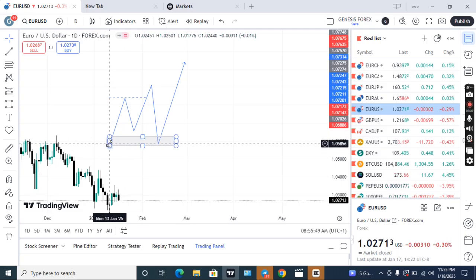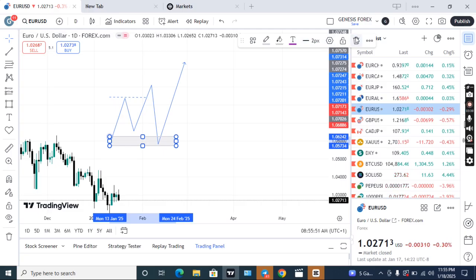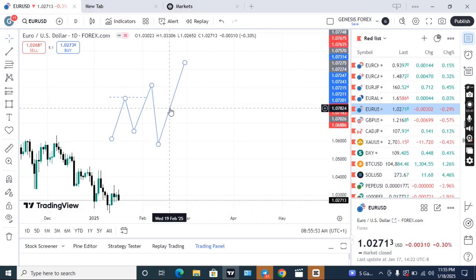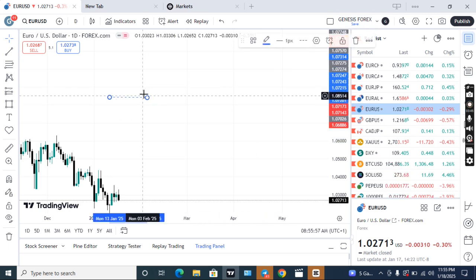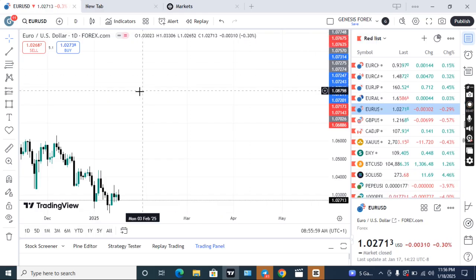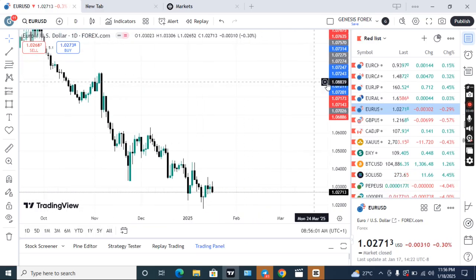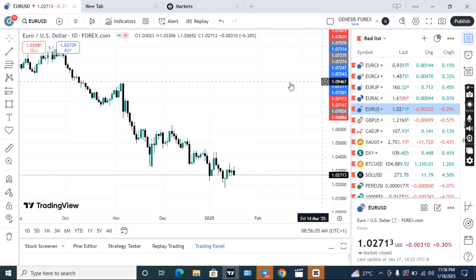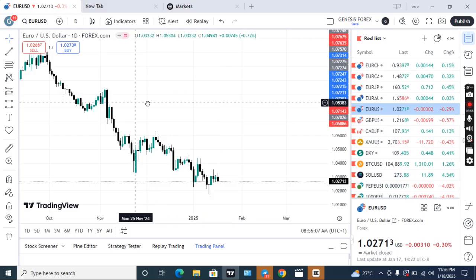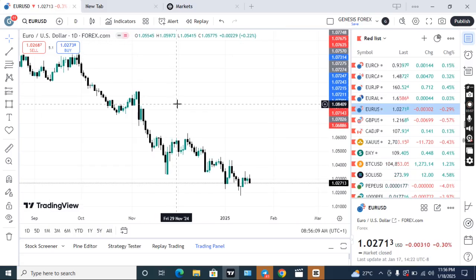So an unmitigated order block is a block that the market has not retested or touched before, and that makes it very, very valid. Now let's go to the chart. Let's see if we can get an order block. That's number 1: an order block must break structure. And number 2: an order block must be unmitigated. It means the market had not touched that order block in the past.